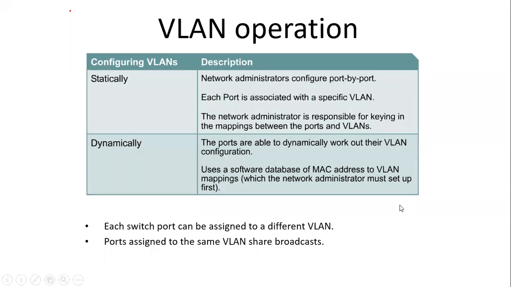Now, how do we configure VLANs? There are two types: static connection and dynamic connection. In static, the network administrator configures port by port, telling which VLAN it belongs to. Whereas in dynamic, they have software which does the configuration. So we'll be doing static connection of VLANs so that we can understand how a VLAN exactly works.